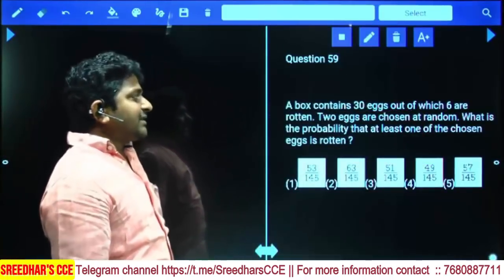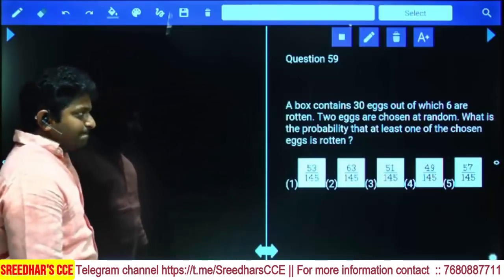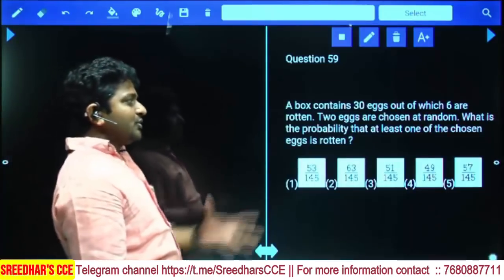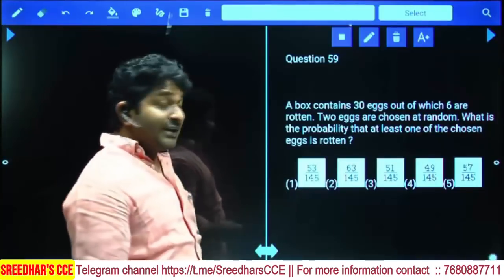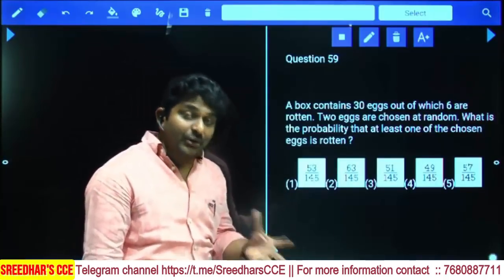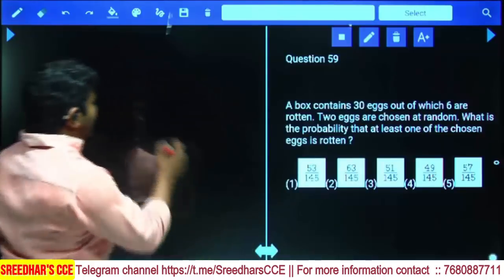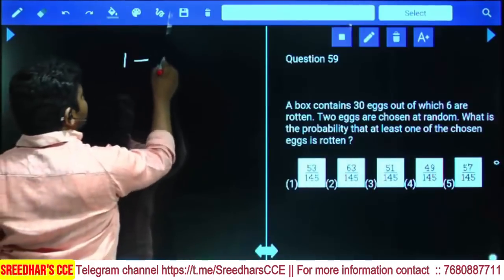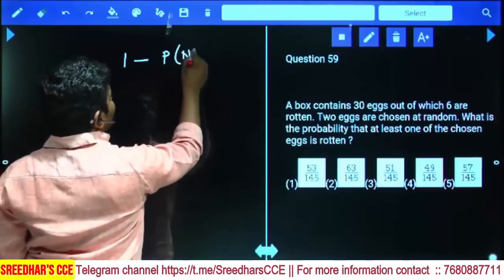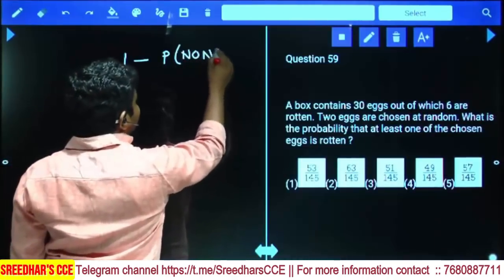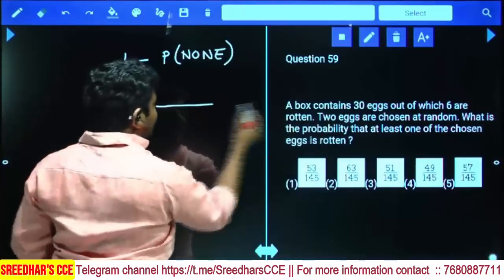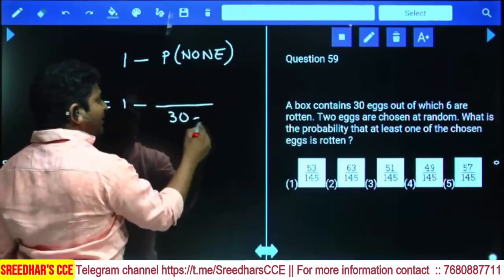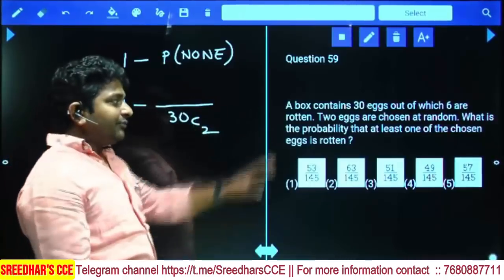A box contains 30 eggs, out of which 6 are rotten. 2 eggs are chosen at random. What is the probability that at least one of the chosen eggs is rotten? At least one should be rotten. So to answer this question, it has to be 1 minus the probability of none. None is rotten. This is the better way. 1 minus. Total how many eggs are there? 30. We need to pick 2 eggs. That can be done in 30C2.